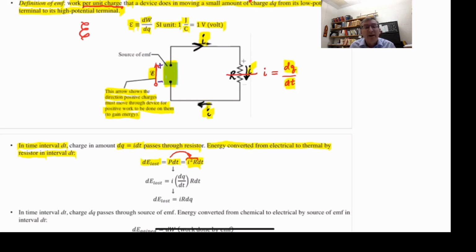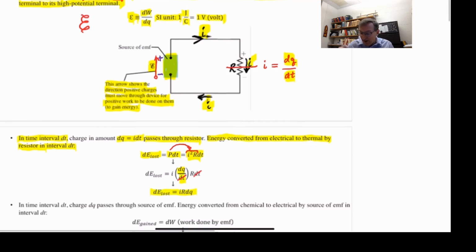Then all I did is take one factor of the I from I squared, right? I squared is I times I. I took one of those factors of I and I replaced it with the definition of I, dq over dt. That's the only thing I did next. But then I can think of this factor of dt and this factor of dt as canceling. And I have this little formula for the tiny amount of electrical energy lost because of the resistor: I times R times dq, where dq is the amount of charge that flowed through that cross-section in the resistor in a time dt.